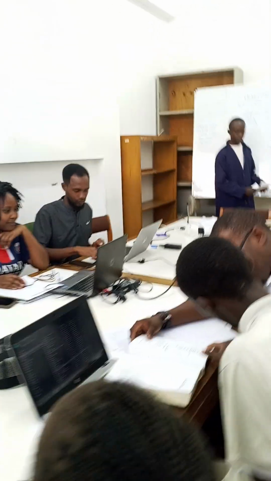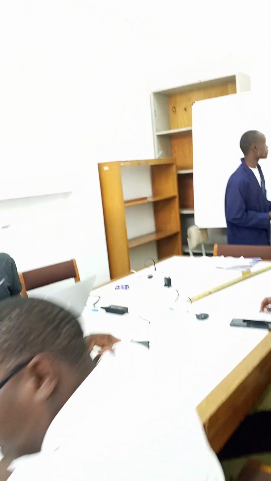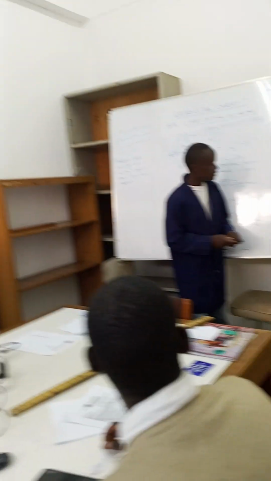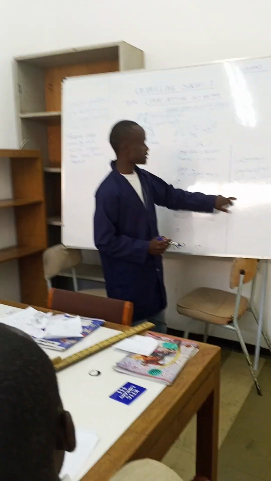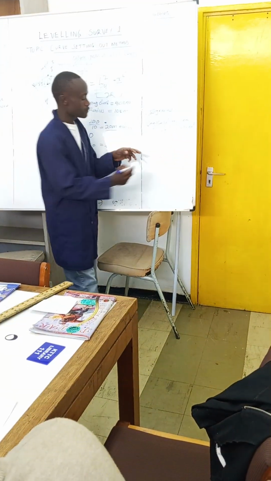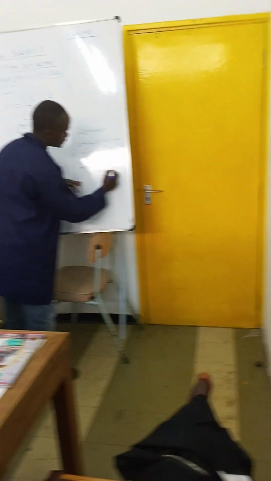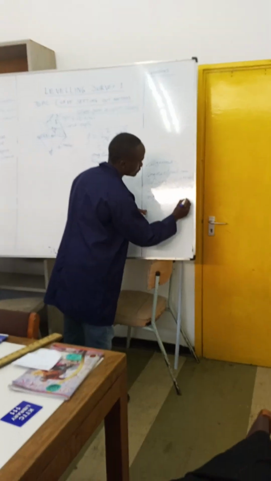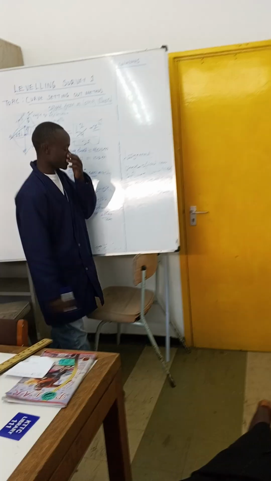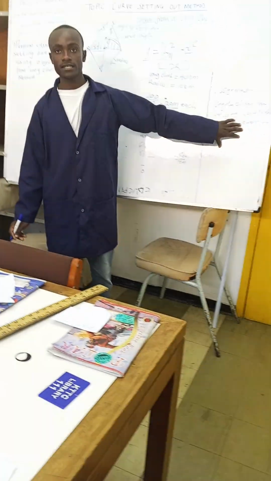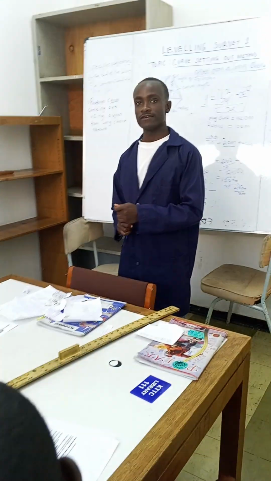So our today's assignment will be using the offset from the long chord method. Set out a curve of radius 100 meters and long chord of 400 meters. It will consist of 10 marks, and this will be our first cut. Thank you for your cooperation.